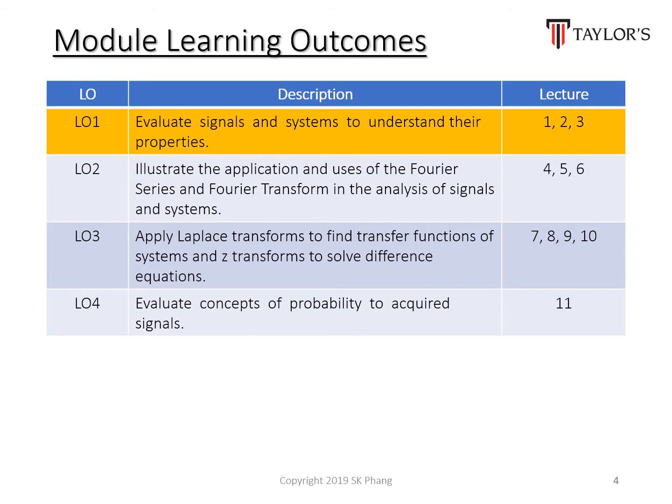Now let's look at the module learning outcome for today's lecture. It will still be LO1, which is to evaluate signals and systems to understand their properties. So this will be the last lecture to evaluate on LO1.